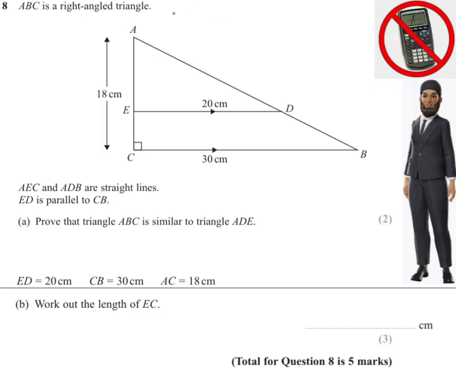So point number one, we're going to say both triangle ABC and triangle ADE share angle DAE. So that's this one over here. So both those triangles share this one over here.